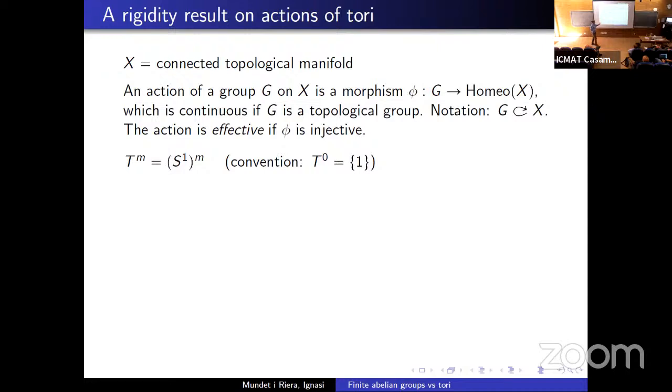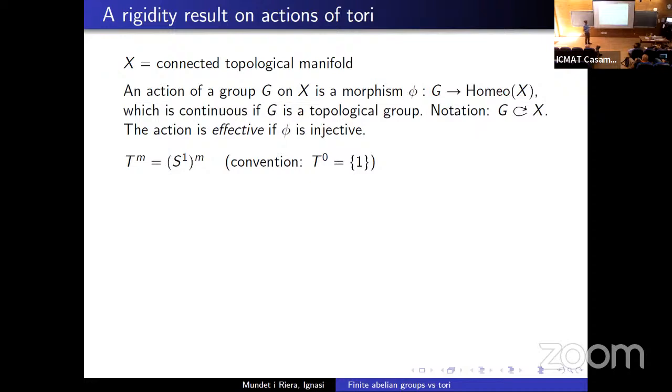Well, this is simply a morphism from the group G to the homeomorphism group of X. And if G has some topology, you typically require this to be continuous, say, with respect to the compact open topology. You assume X to be compact, and this works very nicely. This is a very typical notation for an action of a group on a space. And an important notion is that of effective action. This corresponds to injective morphisms.